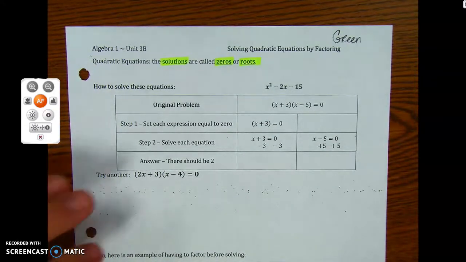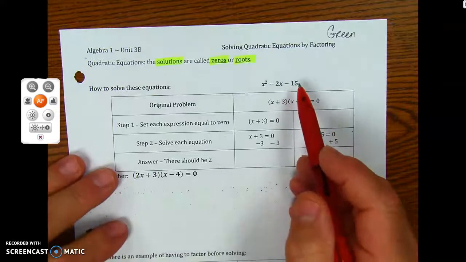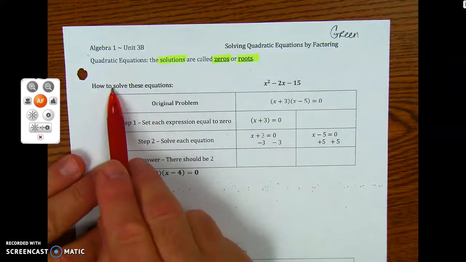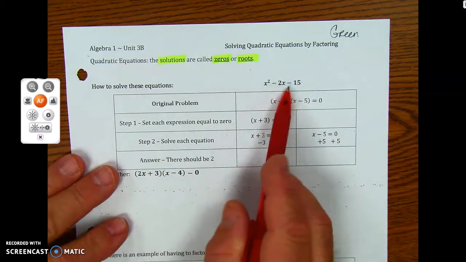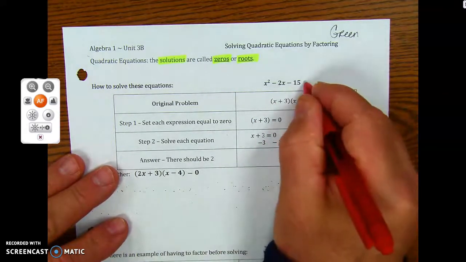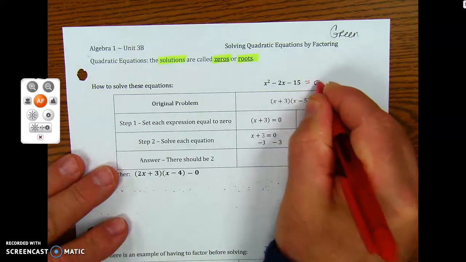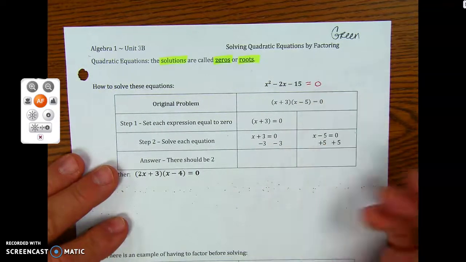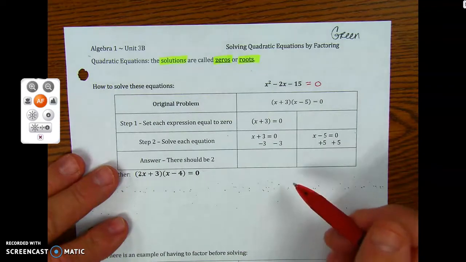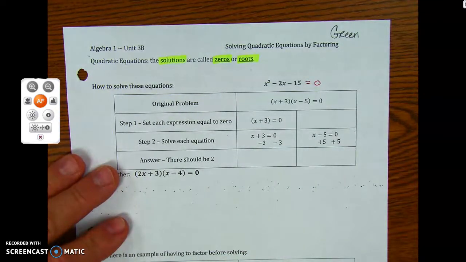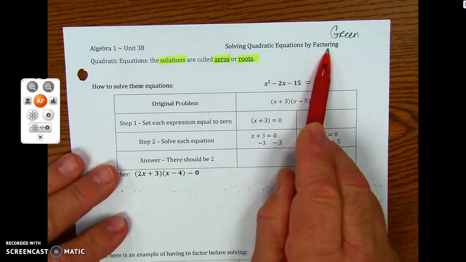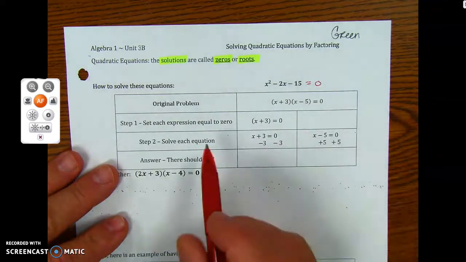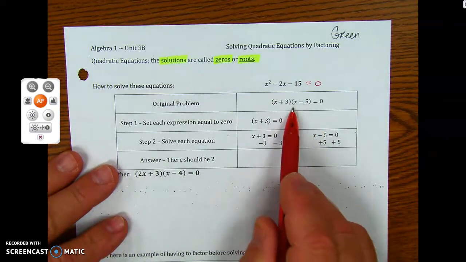Now, first things first, there's a typo on this paper. It says, how to solve these equations. Well, this is not an equation and you cannot solve it. Now, if I put equals 0 or equals something else over here, then I can solve it. We like it when it's equal to 0 because when we solve by factoring, it has to be equal to 0. Okay? So step 1 is already done for you.